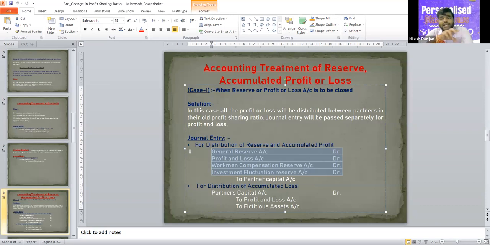If different types of loss are given in the question, let's say two or three types of loss, then you will add all the losses and distribute the total loss between partners in their old profit sharing ratio. So the journal entry for distribution of accumulated loss is: partners' capital account debit, to profit and loss account, to fictitious assets account.